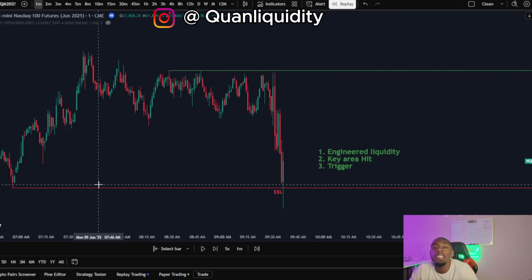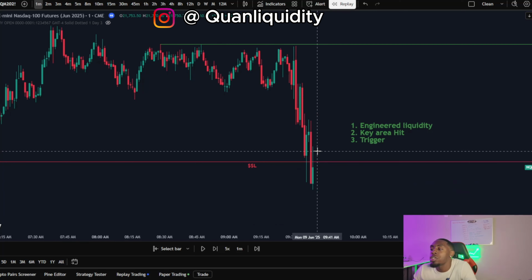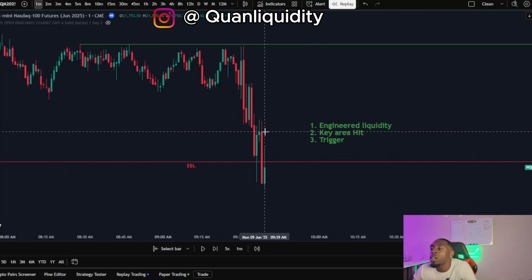ATM model is so lethal because it allows us to get into price at a place right before the volume kicks in to take us to our target. So as you can see here now, we made a new low, meaning that a close back above this area here would be our trigger in our ATM model to get in.